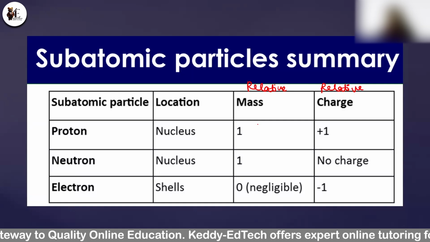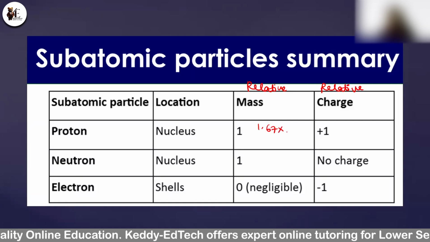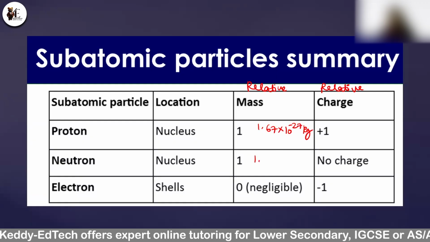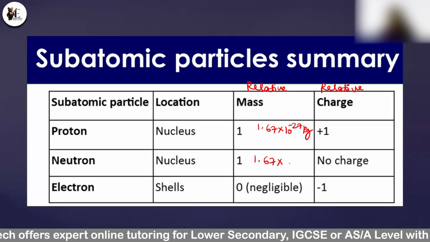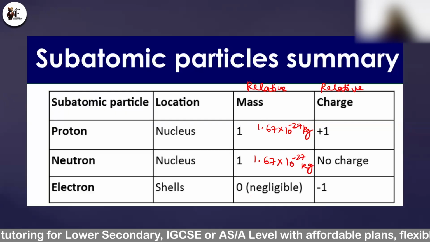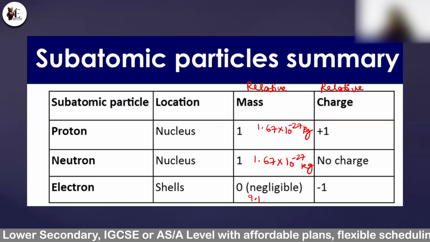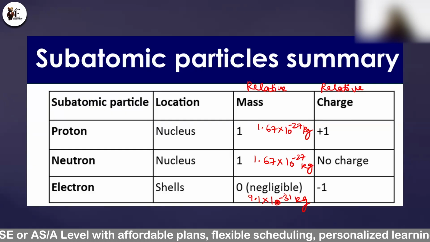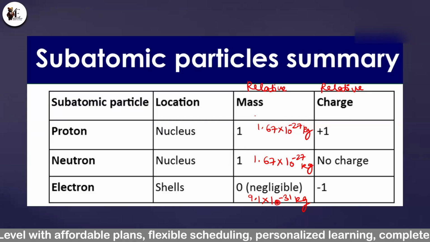If you see the exact value, it is 1.67 into 10 raised to the power minus 27 kg for proton. For neutron, it is also the same, 1.67 into 10 raised to the power minus 27 kg. And for electron, it is very, very small. It is 9.1 into 10 raised to the power minus 31 kg. These are my exact masses.